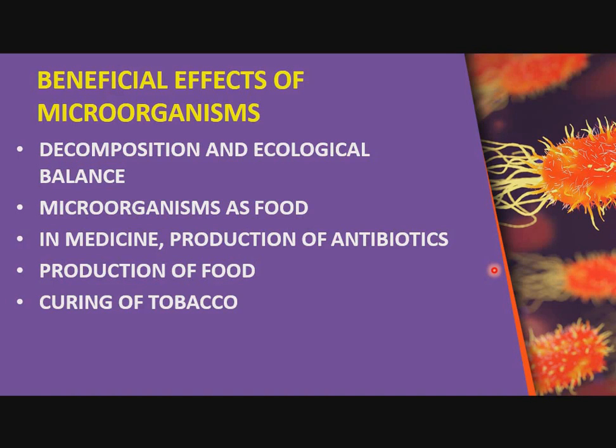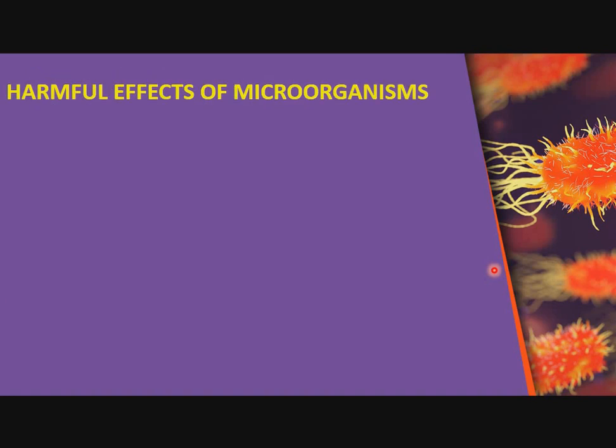Curing of tobacco. They are useful in the curing or ripening of tobacco leaves. Even in silage making, they also play major roles in the preservation of pasture crops for future use. Here, what are the harmful effects of microorganisms? They will destroy our food and materials as well, because most of them bring about spoilage of food. Some fungi like Aspergillus and Saccharomyces bring about decay of our food. Other materials that are susceptible to deterioration by microorganisms are paper, textile, wood, rubber, even metals. They are being destroyed by microorganisms.